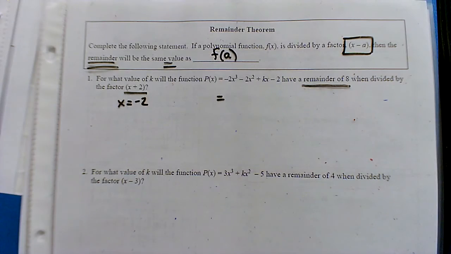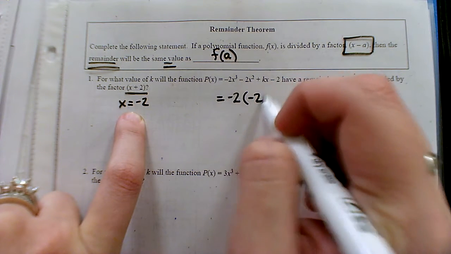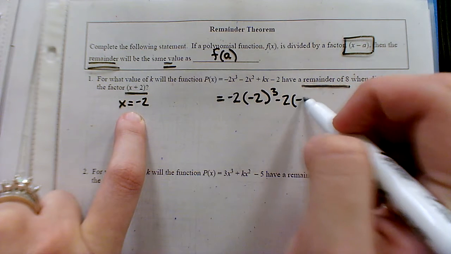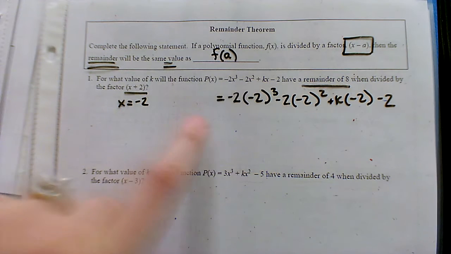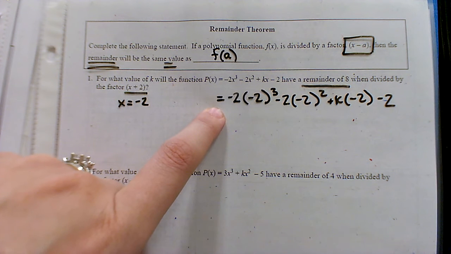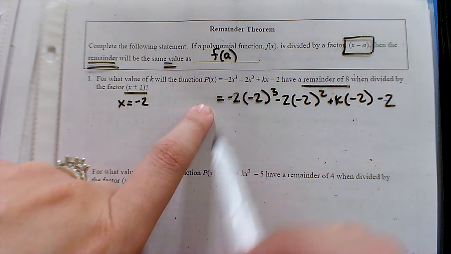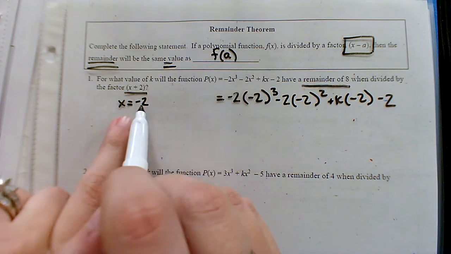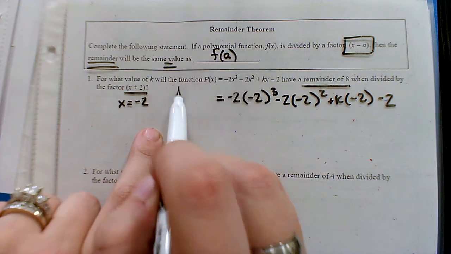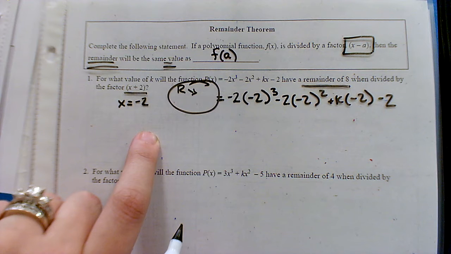So if we were to plug in -2 for all of these x's, maybe we'll actually show that concept. We'll plug in -2 for all the x's. Our answer would be the remainder from the division process. And what do we want that remainder to be in this particular case? The x value is -2. What's the remainder though? We want this to have a remainder of what?